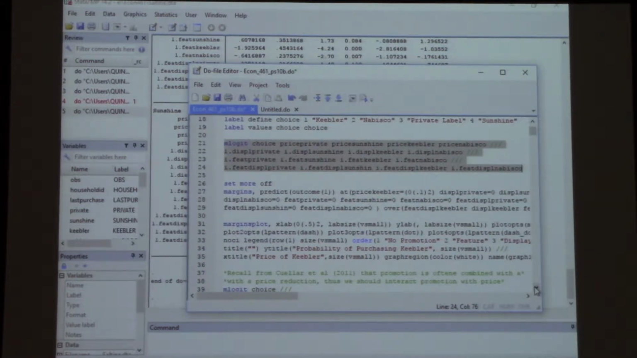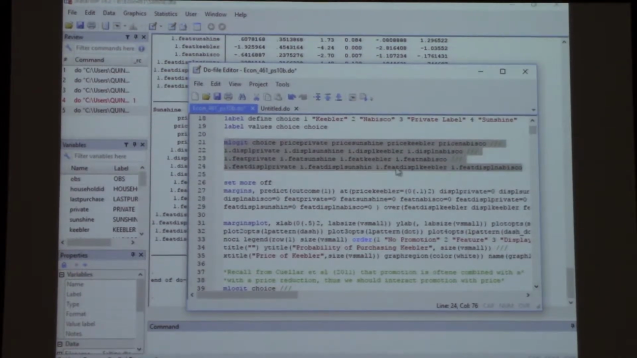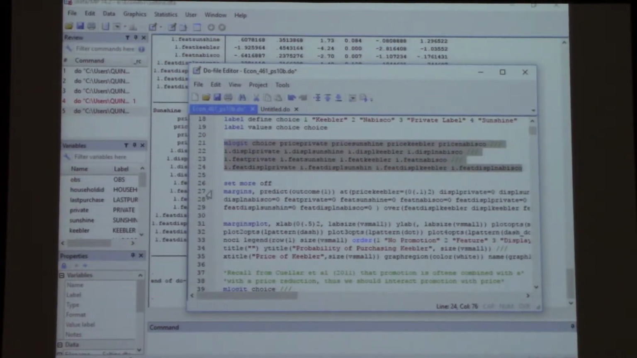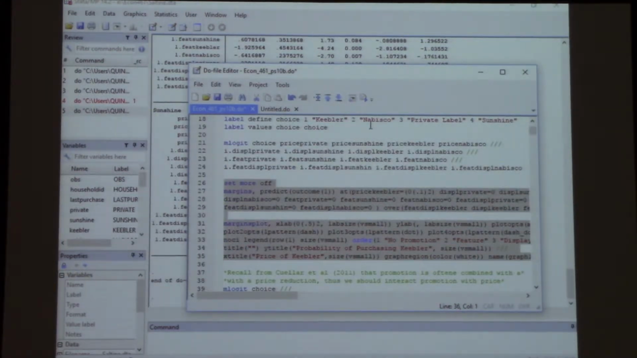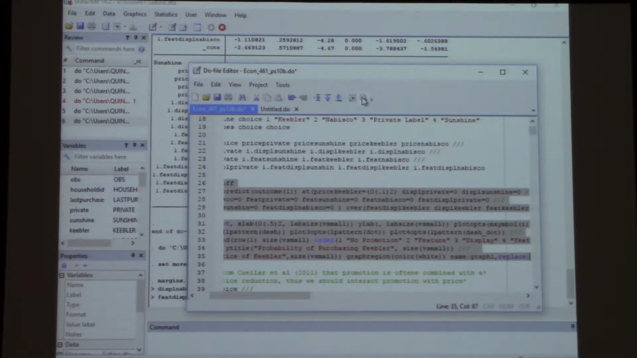All right, so again, the thing about margins is you've got to be really specific to what you're doing. So we're going to analyze the effects of Keebler's own promotional effects, which means we want to set everything else equal to 0. We're going to evaluate it over the price of Keebler from 0 to $2, which is what we've been doing. And then we'll graph it.